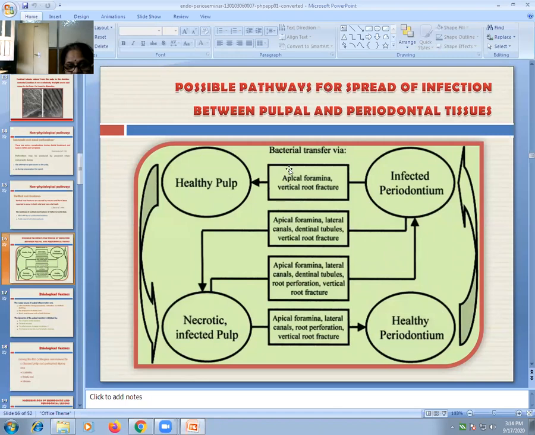So the main thing you have to remember is how the bacteria get transferred: it is the same route. Again, apical foramina, lateral canals, accessory canals, dentinal tubules, root perforations, vertical root fractures, or iatrogenic root perforation. Only through these is the infection transferred from the pulp to the periodontium.